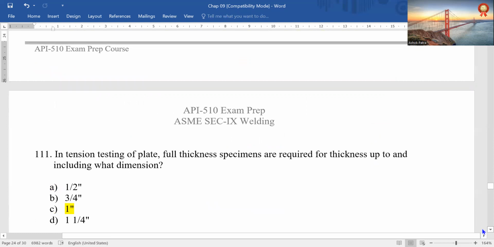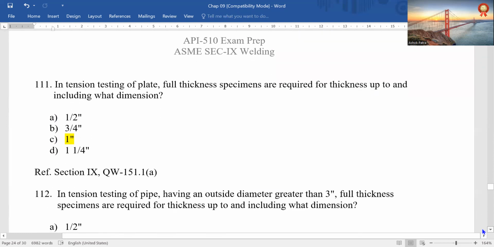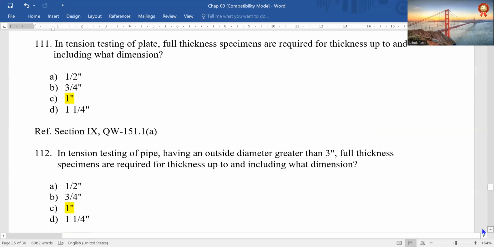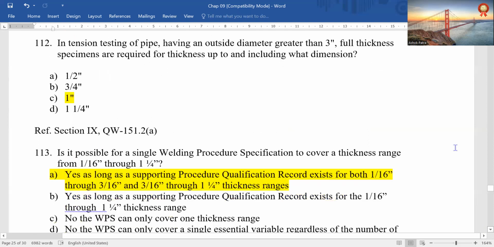In tension testing of plate, full thickness specimens are required for thickness up to and including what dimension? 1 inch. In tension testing of pipe having outside diameter greater than 3 inch, full thickness specimens are required for thickness up to and including what dimension? 1 inch.